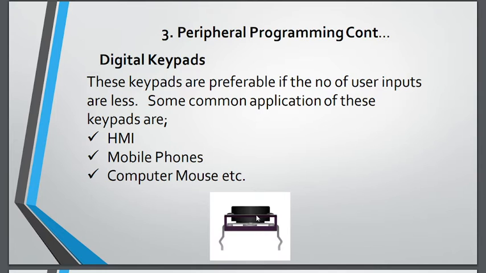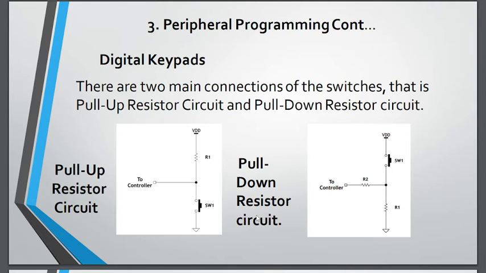Let's talk about digital keypads. These keypads are preferable if the number of user inputs is less. Some common applications of this include the human-machine interface, mobile phones, computer mouse, etc. Now, there are two main connections of the switches, that is, pull-up resistor circuit and pull-down resistor circuit as shown.